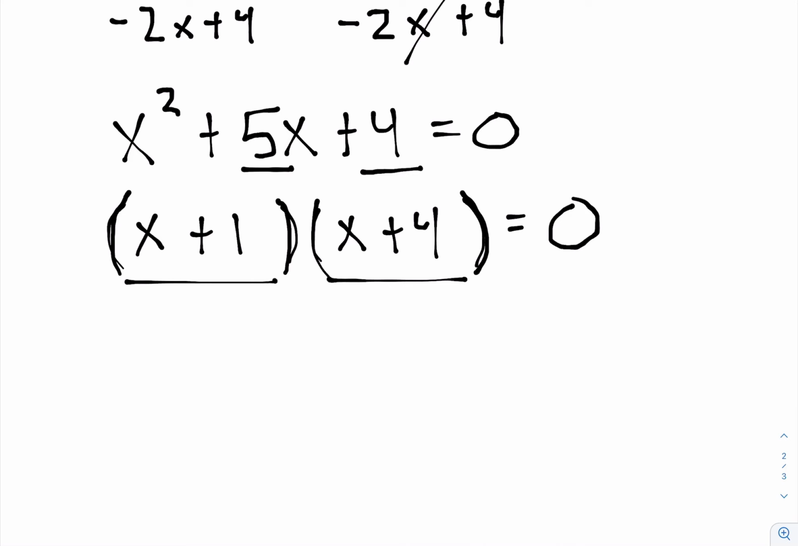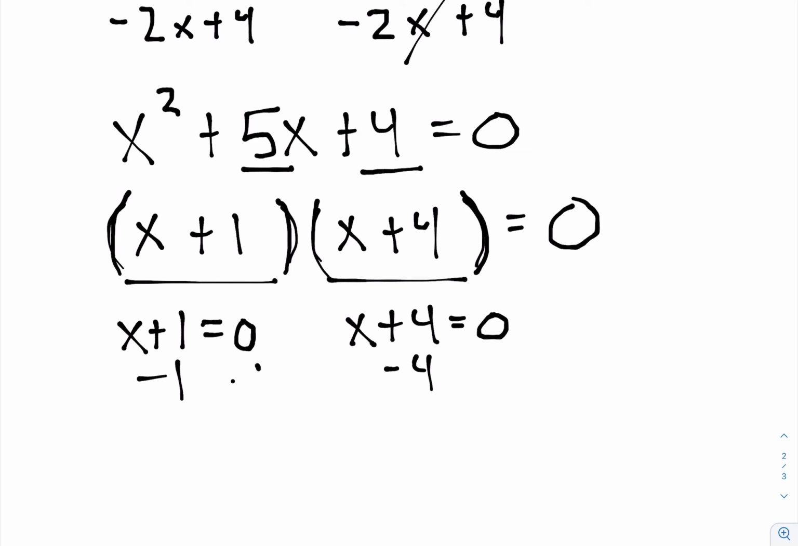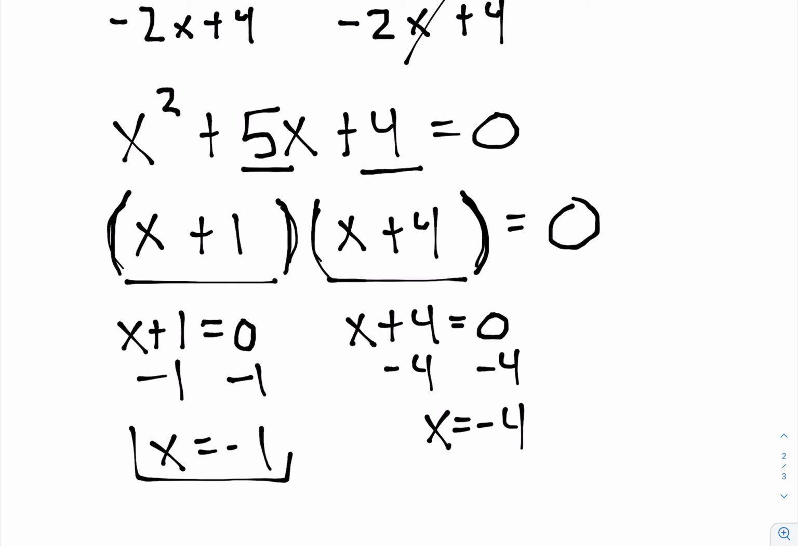So we can say x plus 1 equals 0, right? And x plus 4 equals 0. Okay, so we want to just solve for x, so we subtract 1 here, subtract 4 here, right, on both sides. So we're going to get x equals -1 and x equals -4. So these are our two real answers.